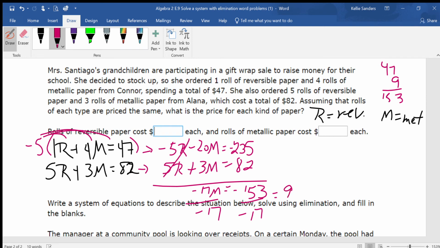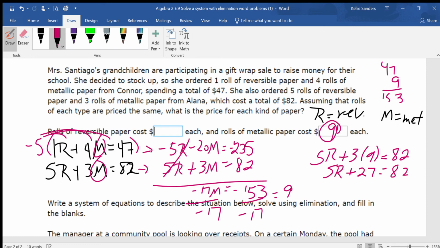So the metallic roll costs $9. Then we put 9 into either this M or this M. I'm going to use the bottom one. 5R plus 3 times 9 equals 82. 5R plus 27 equals 82. 5R equals 55. Divide by 5 and you get 11.